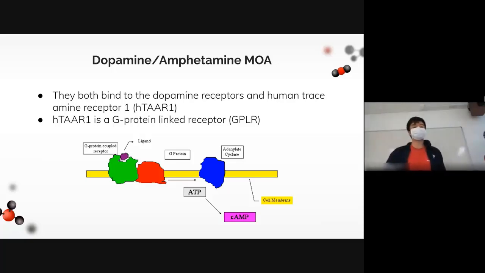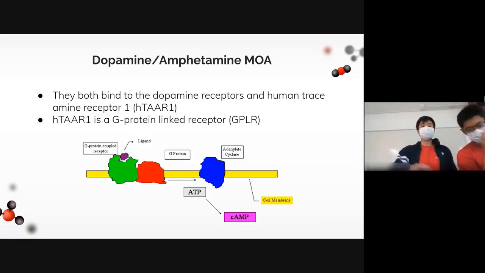And this will cause a conformation change in the receptor itself. So when the receptor, the green thing, changes, it causes the G protein, which is the red thing that's linked to it, to be activated. And it will just skirt along the cell membrane to the adenylate cyclase, where you will activate it further.